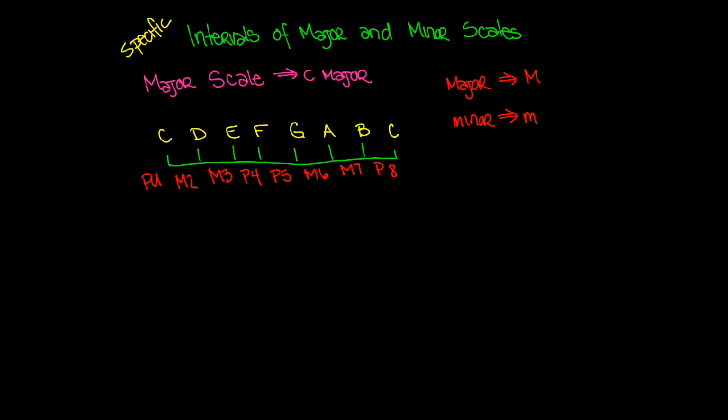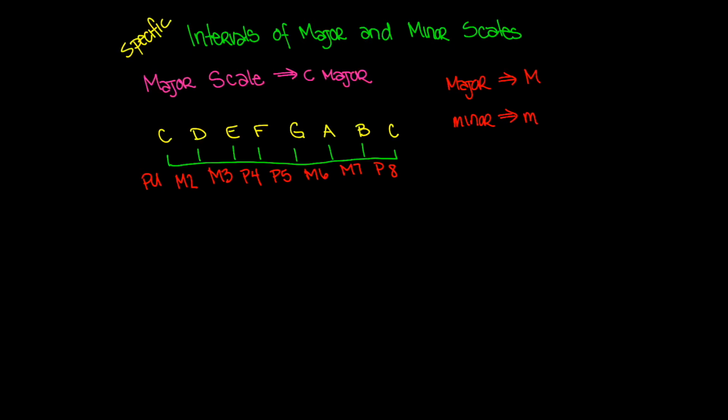If I went from C to the exact same pitch, not a different C but the same C, then that would give us a perfect unison. So in that respect, we would have perfect, major, major, perfect, perfect, major, major, perfect, perfect. It would keep going over and over again.